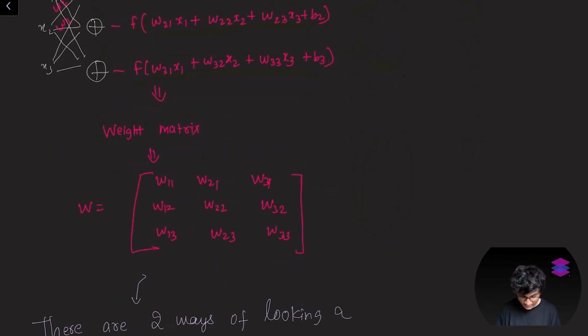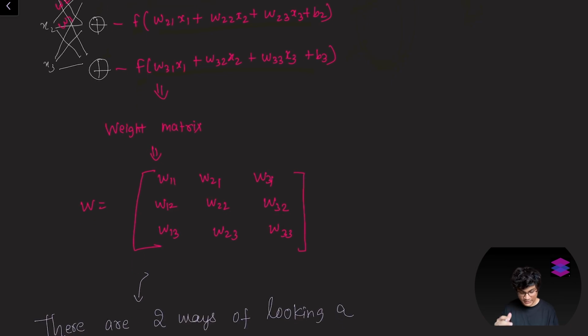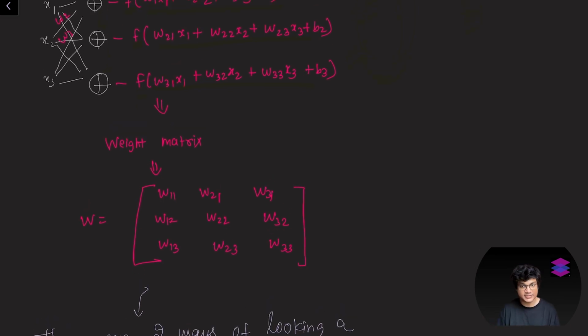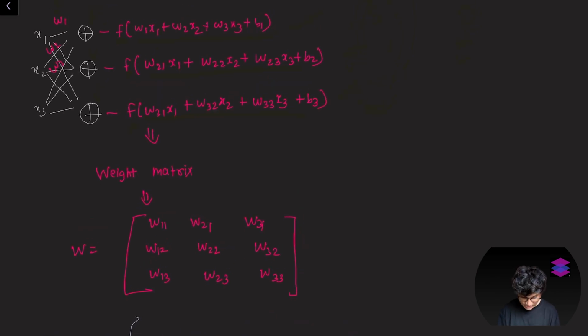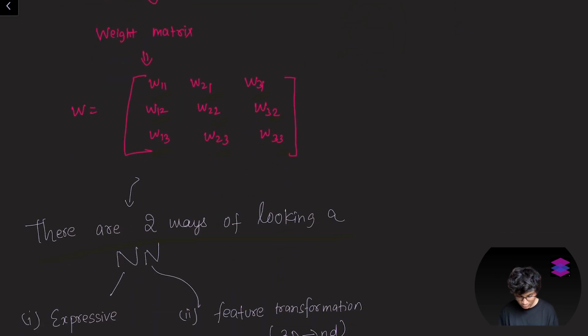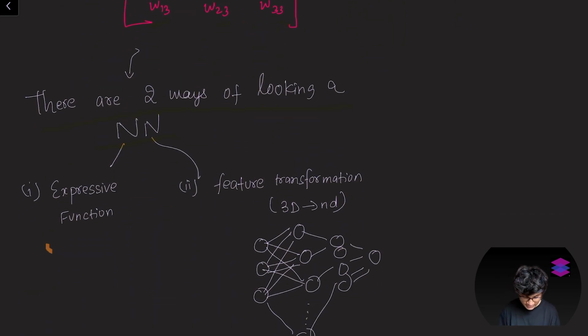Last lecture I asked you to work out the weight matrices. The weight matrices will look something like this, right? This is my weight matrix, from all the previous neurons. And there are two ways to look at the neuron, as I already told you. The first is the expressive function, which means a pipeline of activation functions. The second is feature transformation.